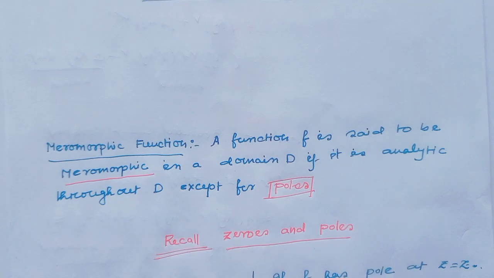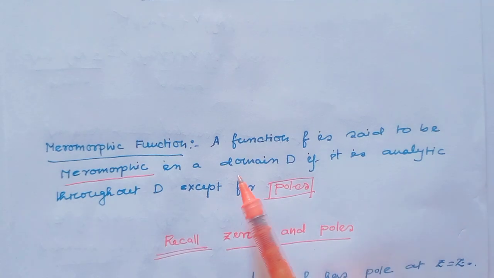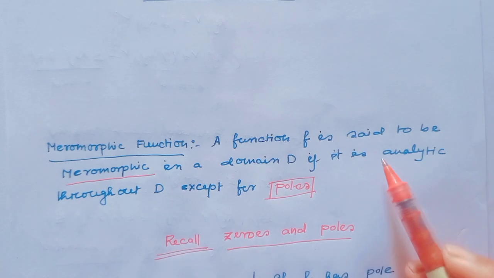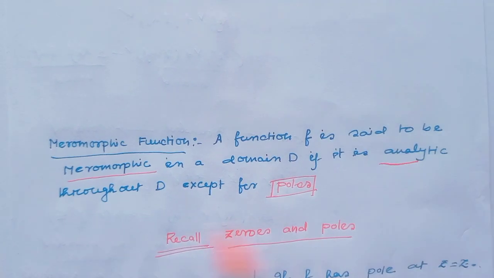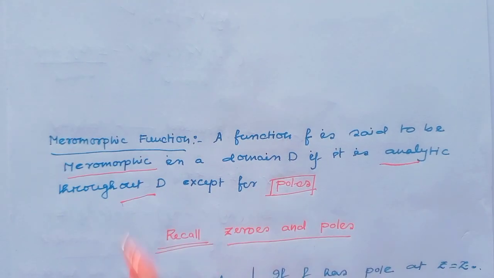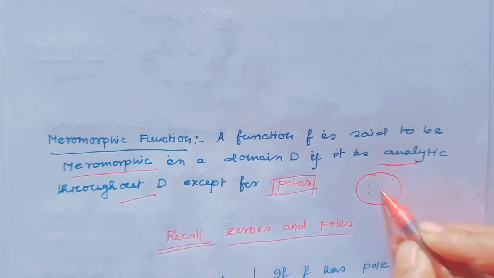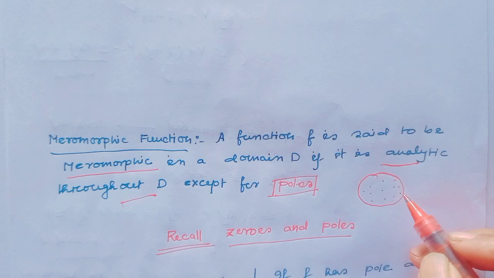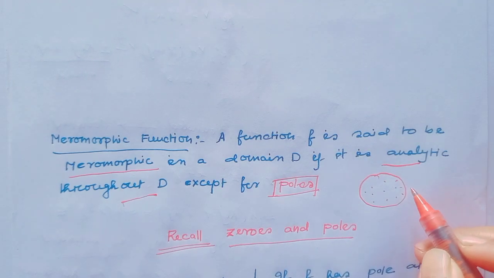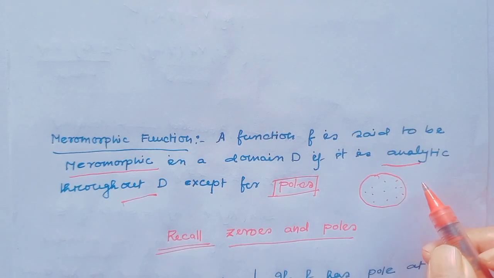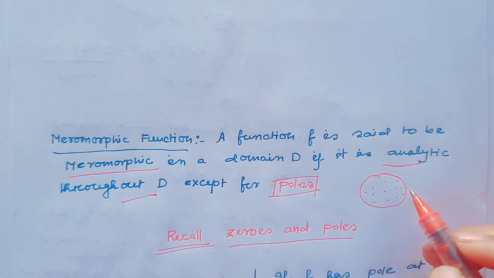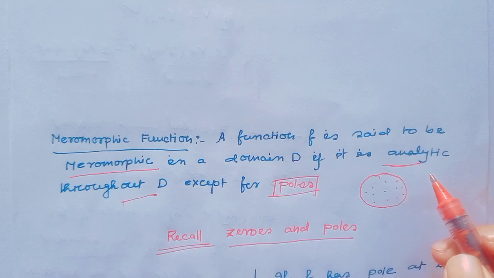We all know a function is said to be meromorphic in a domain D if it is analytic throughout the whole domain D, except for poles. The only singularities here are poles, and these poles are isolated singularities. Then this function is called a meromorphic function. Without these singularities, the function is analytic.